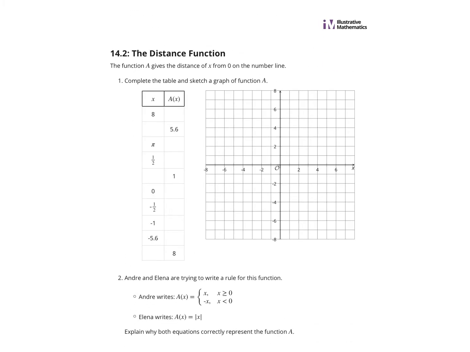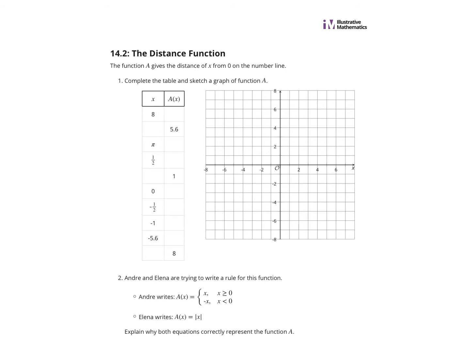All right, so in this activity, you are given function A, and that function gives you the distance of x from 0 on the number line. So x is our input, which is the number on the number line. A of x is our output, which is the distance that number is from 0. Okay, so go ahead, pause the video, and fill out both the table and the graph for question 1. All right, let's take a look.